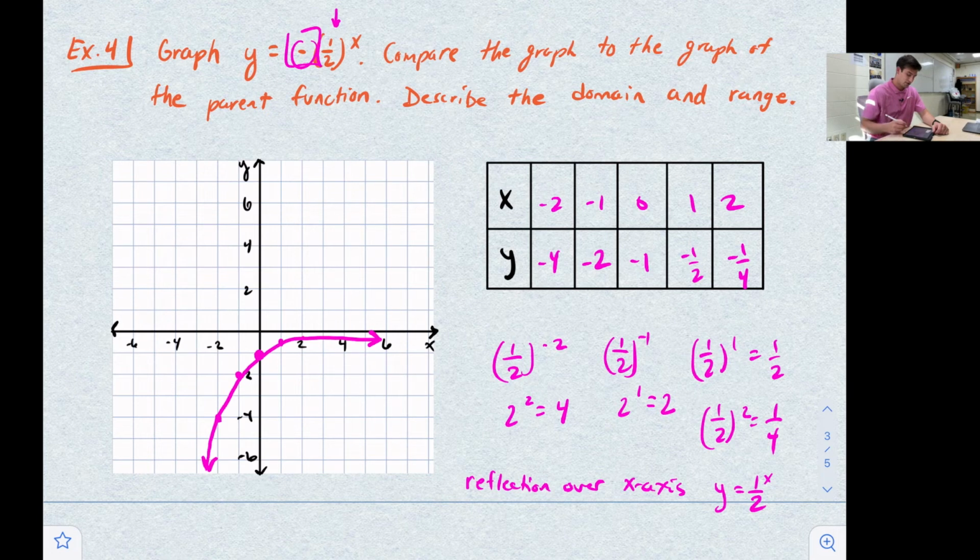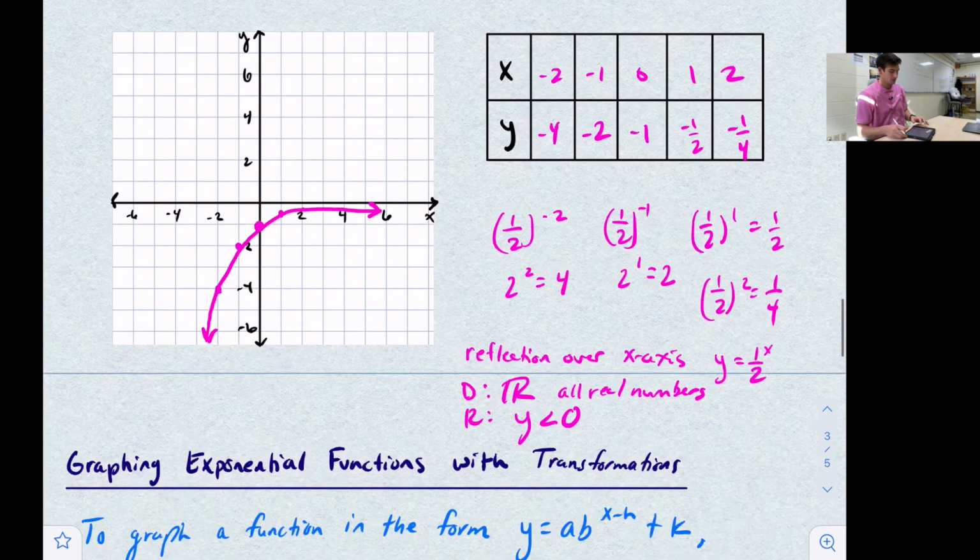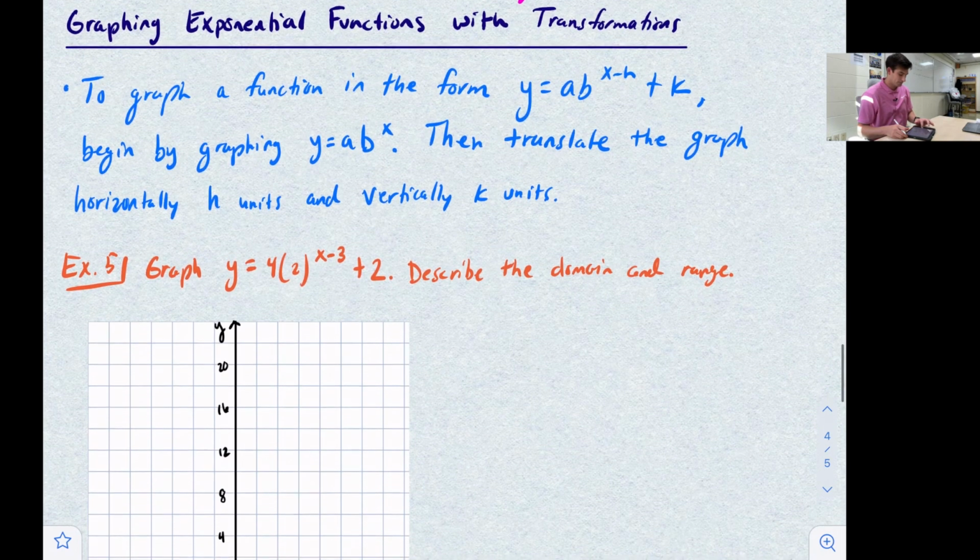And now let's talk about the domain and the range. So the domain, that's left to right. So we're going to say all real numbers. That's what that symbol is, all real numbers. And for our range, notice that we have all values below 0. So we're going to say y is less than 0. Okay. All right, last one we're going to look at.